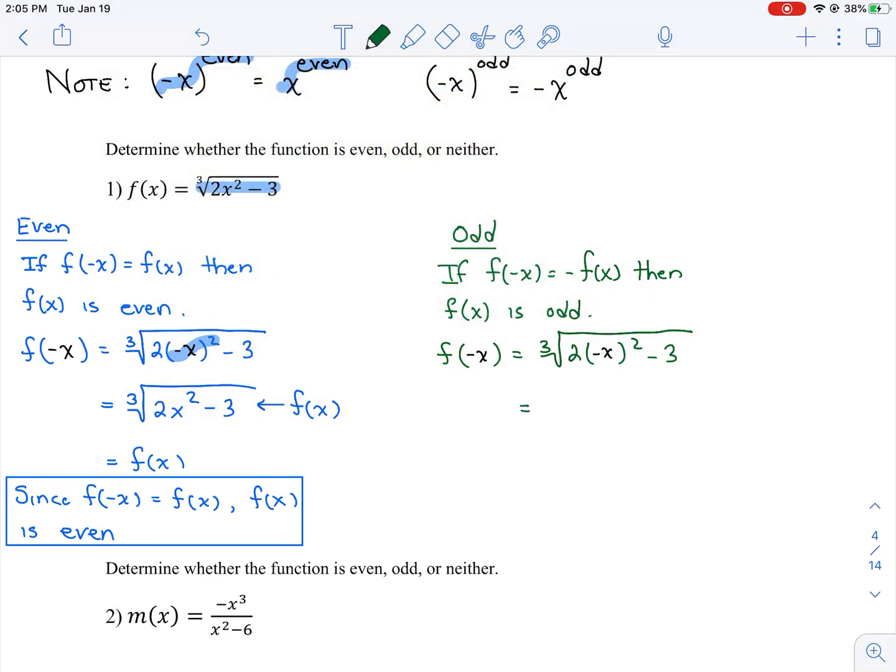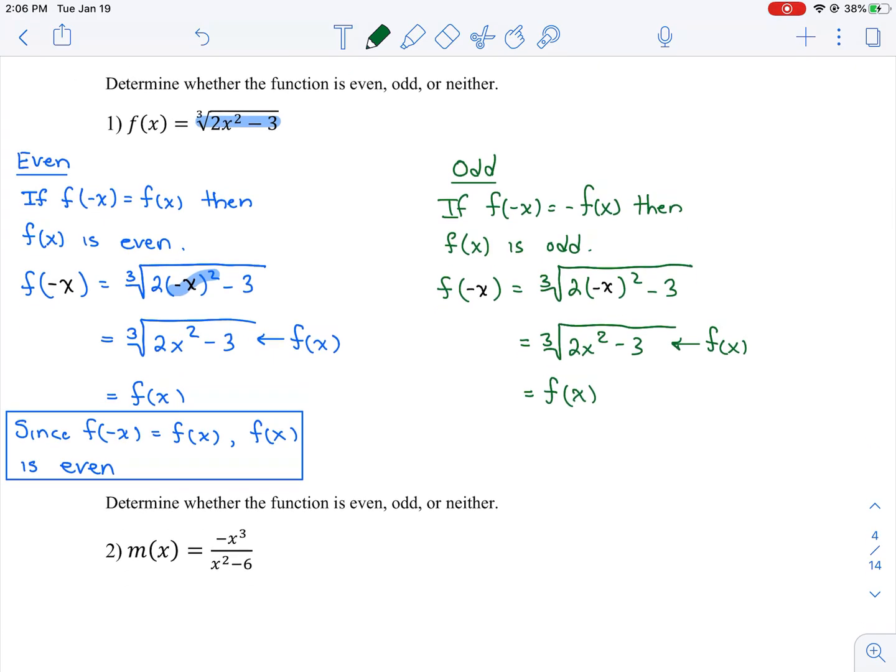So this expression is equal to the cube root of the quantity 2x squared minus 3. And again, this is the original function. So again, f of negative x is equal to f of x. So what can we conclude? Since f of negative x doesn't equal negative f of x, the function is not odd.